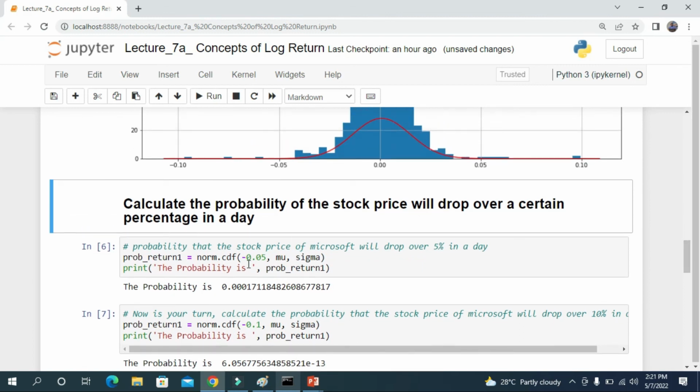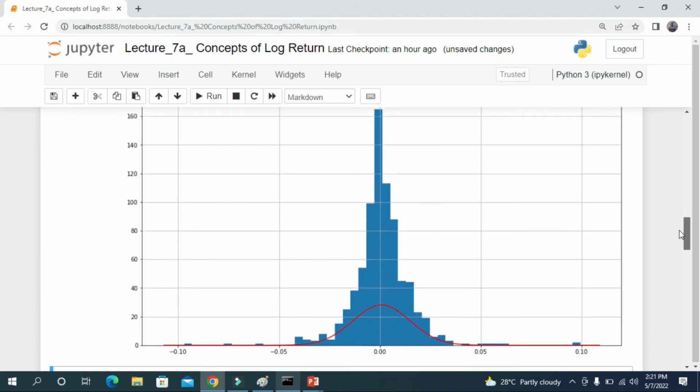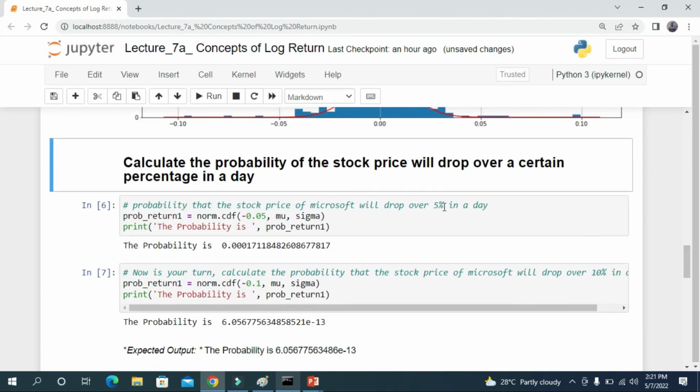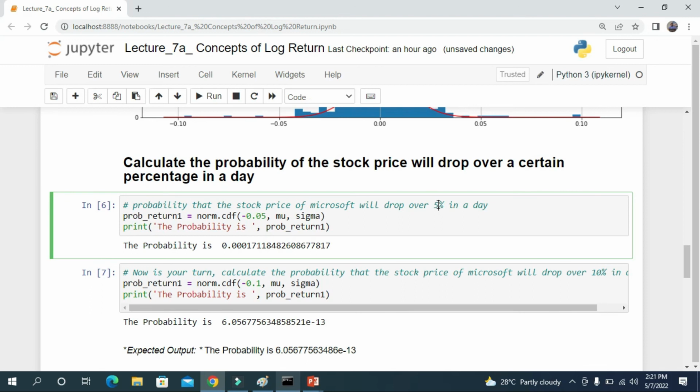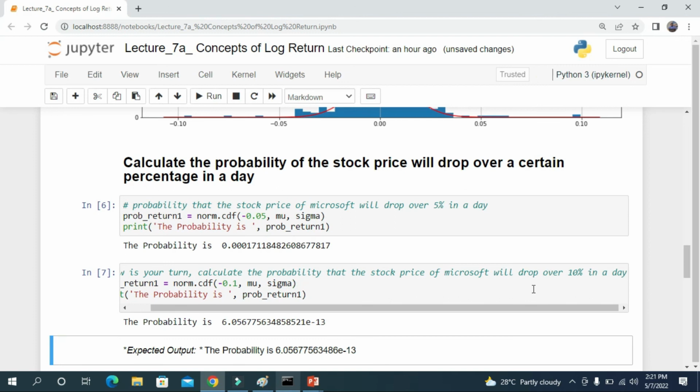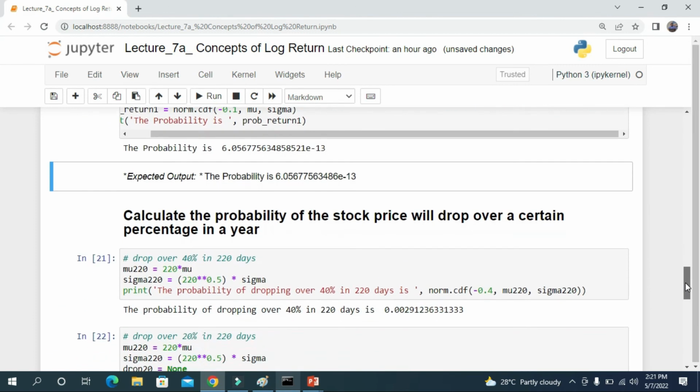So in this distribution, we just take, instead of this PDF, the CDF. Using the CDF, for the probability of a drop of 5% in a day, we have used -5 divided by 100, you can do it as 5%, and the probability of losing 5% of a stock price in a day is very, very low. And if someone asks what is the probability of dropping over 10%, the probability of dropping 10% is also in front of you.